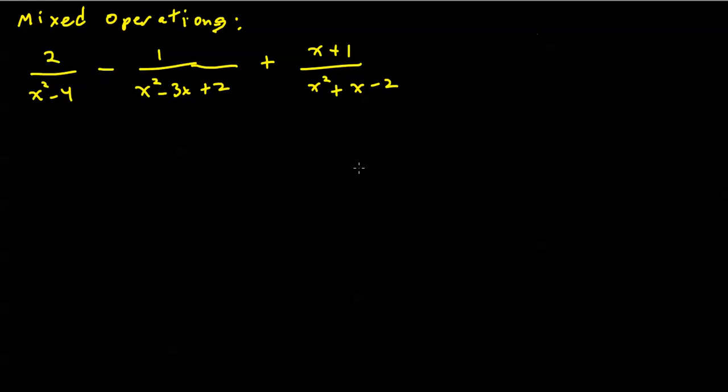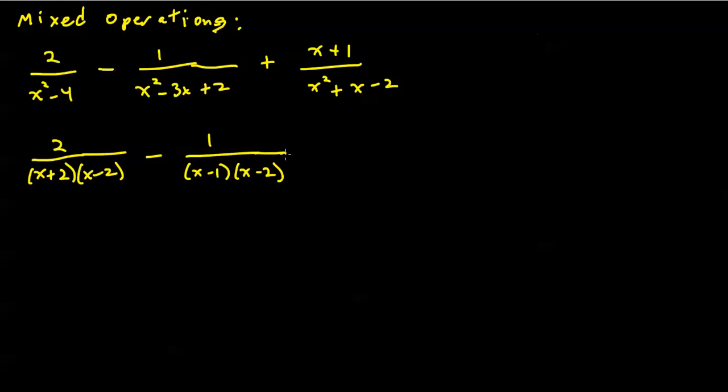Alright, my first step should be to identify an LCD, a least common denominator, and then multiply as needed to convert the expression equivalently with our new LCD. To that end, of course, I'm going to want to factor each of these denominators. The first denominator factors as x plus 2 times x minus 2. This second denominator will factor as x minus 1 times x minus 2. And this third denominator will factor as x minus 1 times x plus 2.